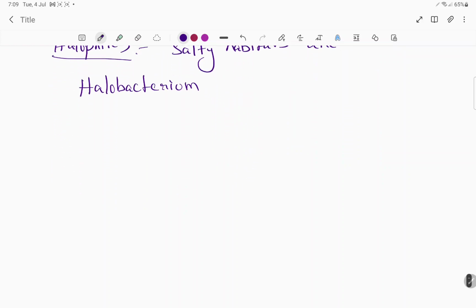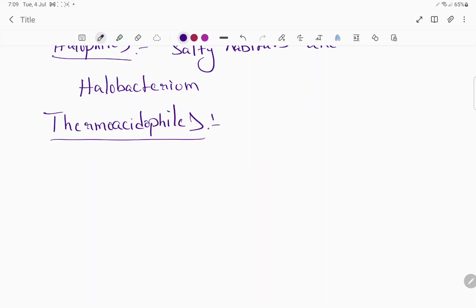And thermoacidophiles. They can survive in high temperature habitats like 65 to 80 degrees Celsius, such as sulfur springs, volcanoes, submarine thermal vents, and natural geysers. They also survive at a high acidity. We have Thermoproteus and Thermobacillus.